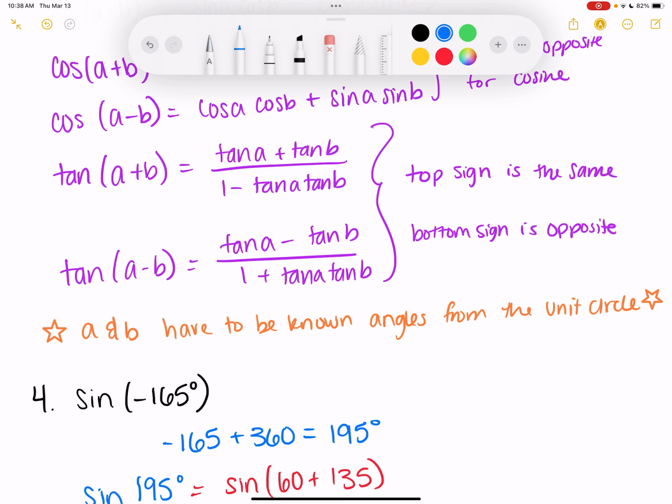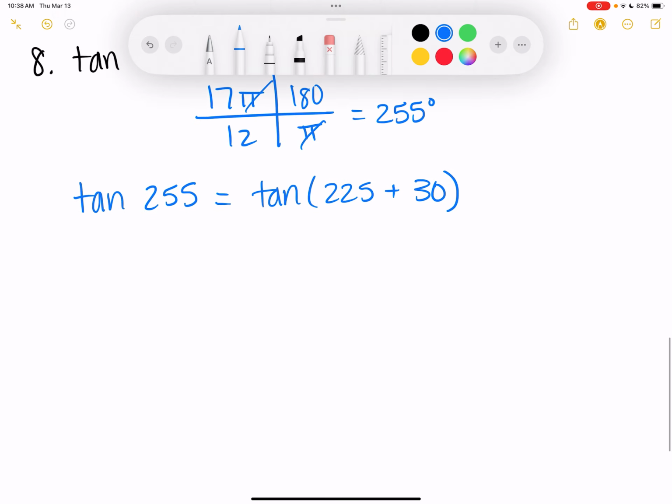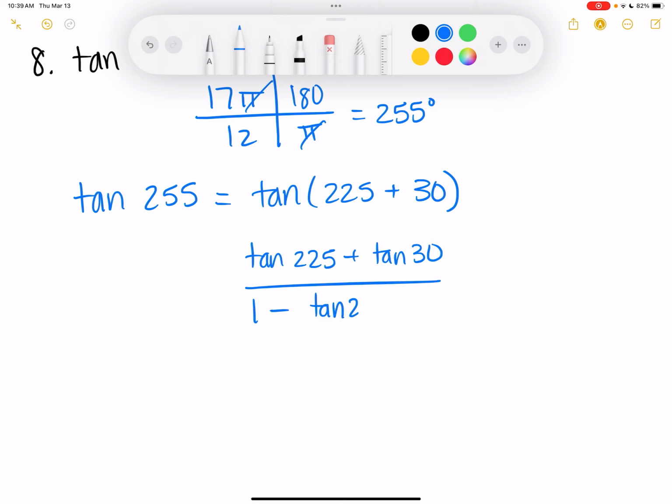Anyways, back to tangent. So we have the tangent of a plus b. So it's same sign on top, opposite sign on the bottom. So I've got the tangent of 225 plus the tangent of 30 over 1 minus tangent of 225 tangent of 30. And what is the tangent of 225?